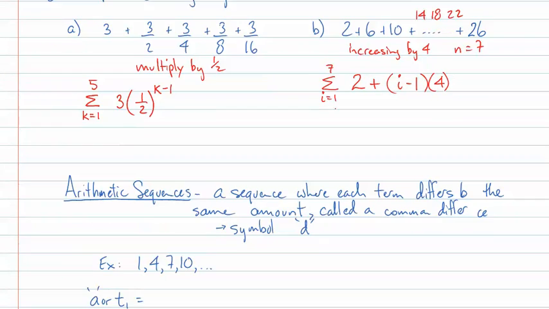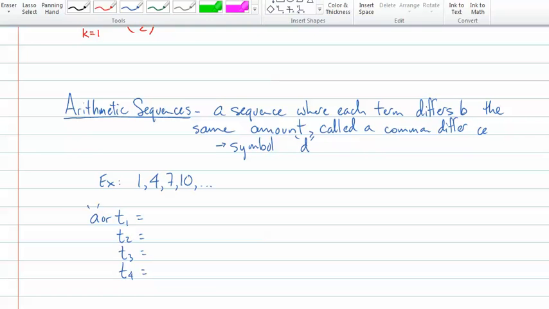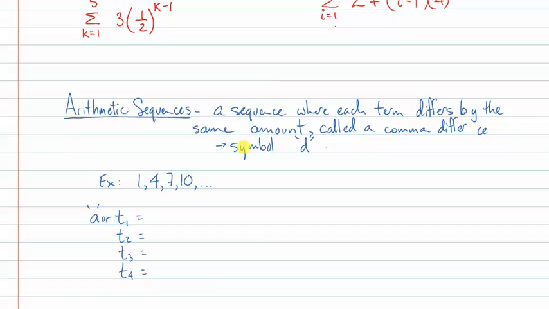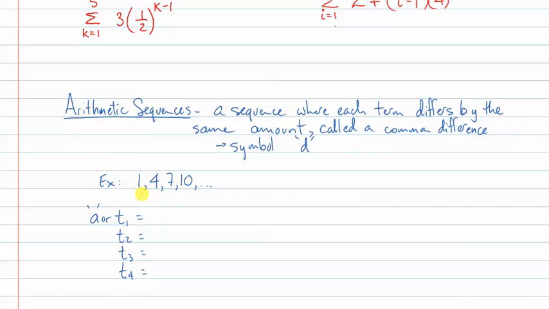Let's move on, and I want to talk about arithmetic sequences. An arithmetic sequence is a sequence where each term differs by the same amount that's called a common difference, and it uses the symbol D to represent that difference. So the sequence we've seen a few times already, 1, 4, 7, 10, and so on, is arithmetic.